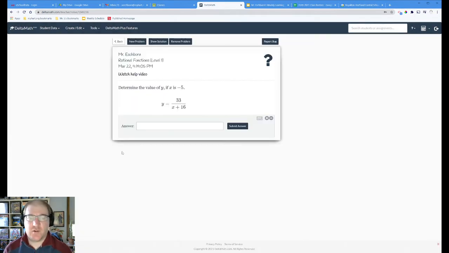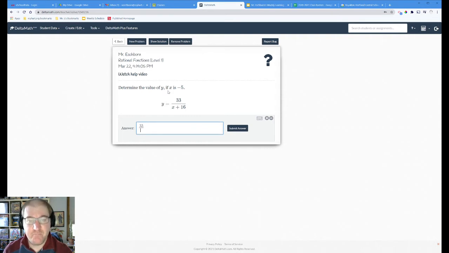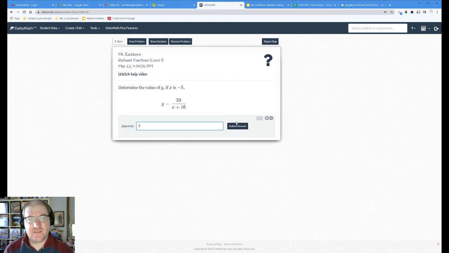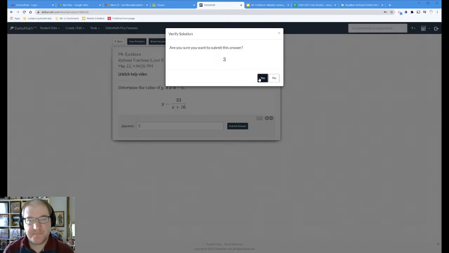All right, example 4, determine the value of y if x is negative 5. When you have a fraction like this, you evaluate the numerator and the denominator separately. So the numerator is 33. There's nothing I can do about that. Negative 5 plus 16 is 11. 33 over 11 can be simplified to 3. The answer to this one is 3.